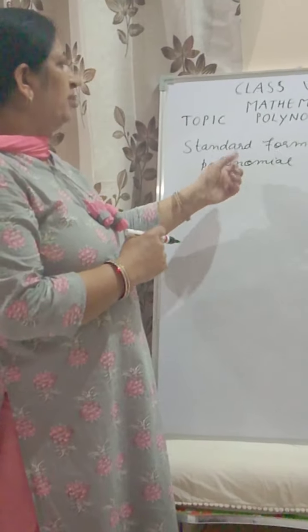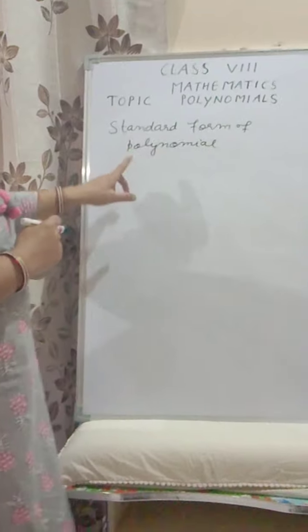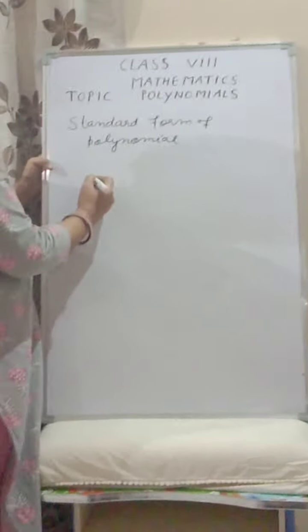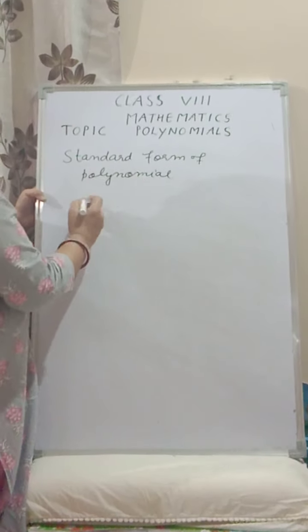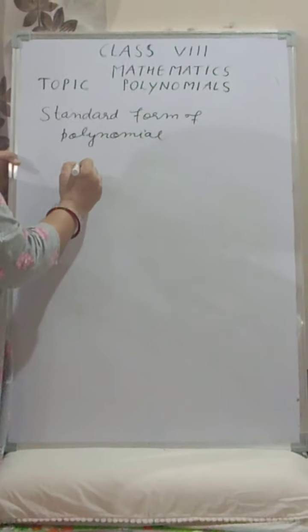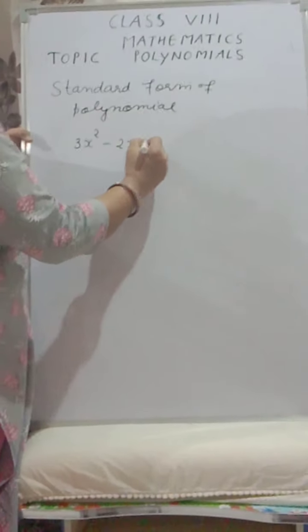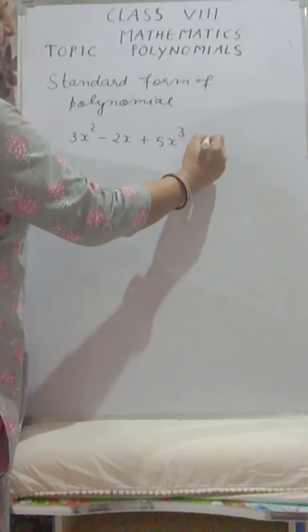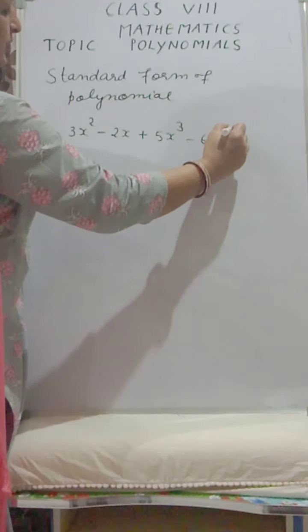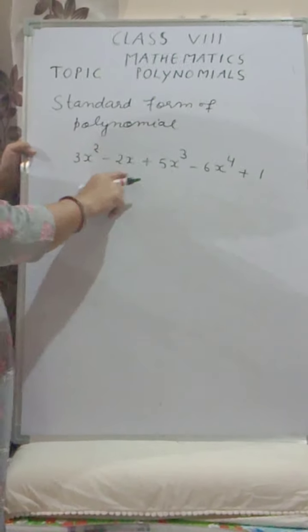You will learn about the standard form of polynomial. What is the standard form of polynomial? Suppose I write here an algebraic expression or a polynomial: 3x raised to power 2 minus 2x plus 5x raised to power 3 minus 6x raised to power 4 and plus 1. Here terms are 5.